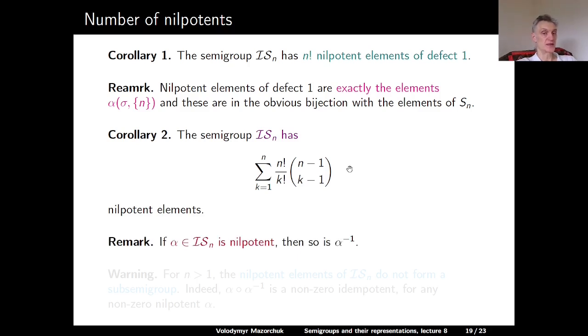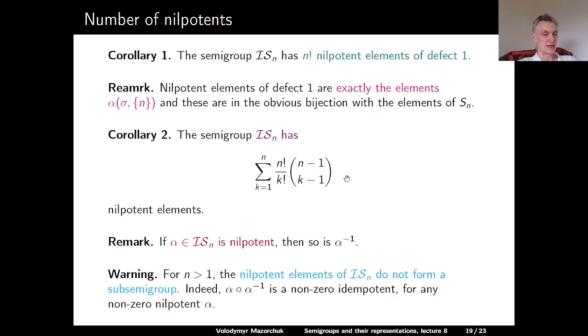Let us remark that an element alpha in ISN is nilpotent if and only if alpha inverse is nilpotent. And a small warning: if n is greater than 1, then the nilpotent elements of ISN do not form a subsemigroup. Indeed, alpha after alpha inverse is a non-zero idempotent for any non-zero nilpotent element alpha. And if n is greater than 1, then ISN has non-zero nilpotent elements.